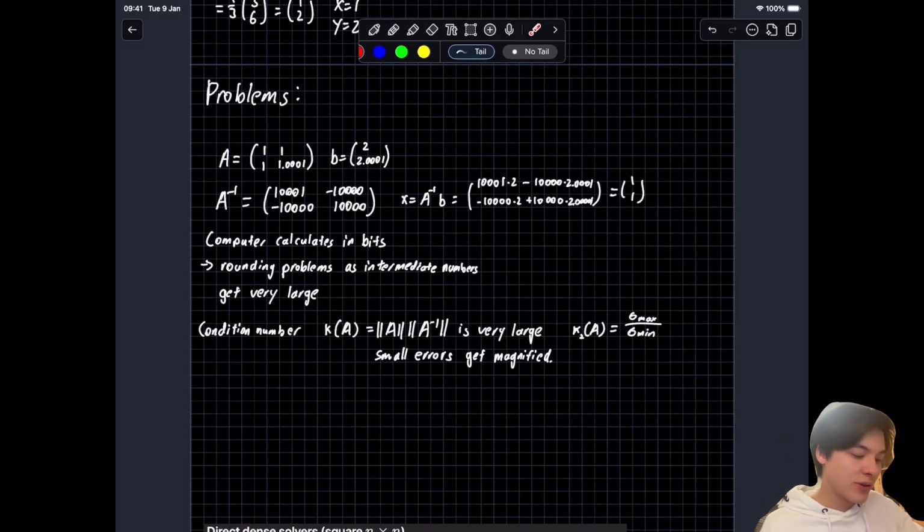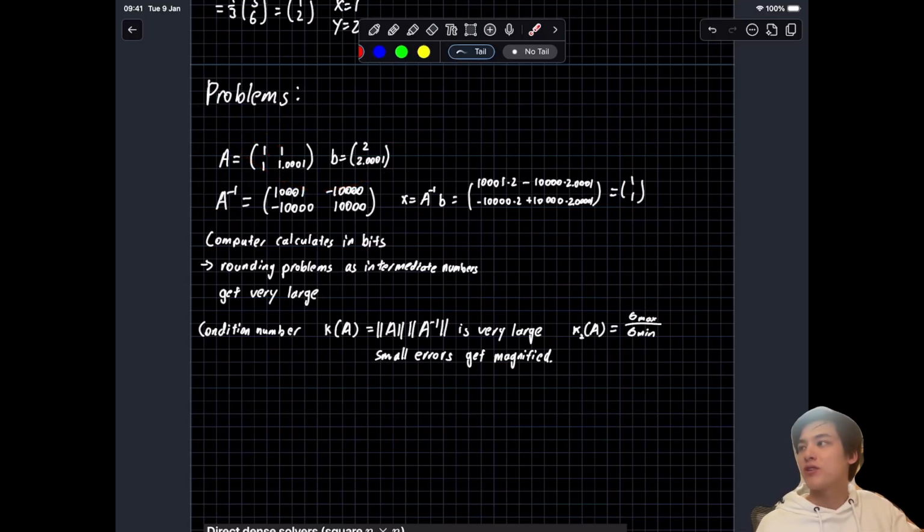And if we would calculate the inverse of this, we would get huge numbers. So here, 10,000. And when we try to calculate the solution, we would have to calculate 10,001 times 2 minus 10,000 times 2.001. In the end, we just have 1, 1. So we have huge numbers, even though we don't actually need huge numbers, since the solution and the starting point are all small numbers, right?